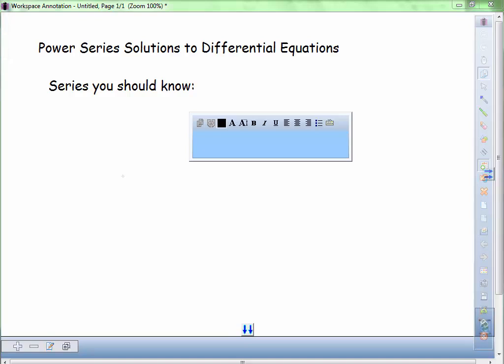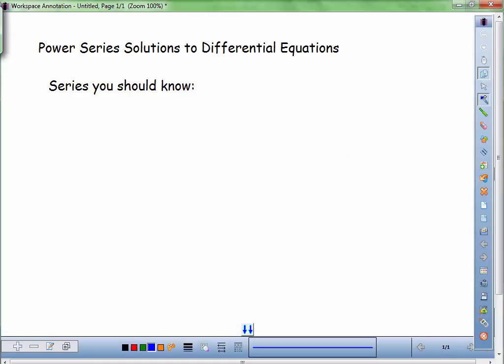We are going to start off by just listing the 4 power series that we spent time on last time and write a generic power series. So, series that you should know, the very first one was the exponential function. We saw that e to the x is equal to, and I'll write down a few terms and then I'll write down the summation shorthand notation.